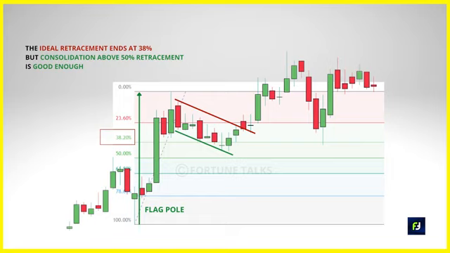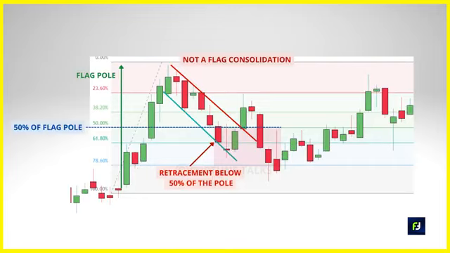Now if you see a steep pullback with large range of candles, then it's probably not a bull flag pattern. Generally, this retracement ends below the 38% threshold of the original trend as indicated by the Fibonacci. So in general, it may not be considered as a flag pattern if the retracement goes below 50% of the pole. Now the tighter this range, the more likely the market will break out higher.